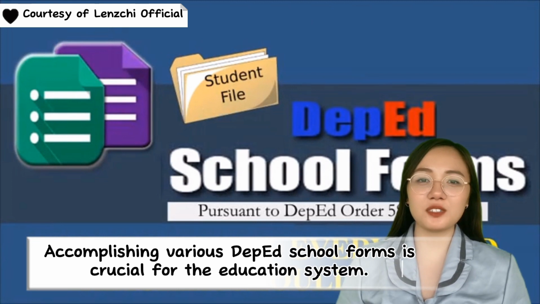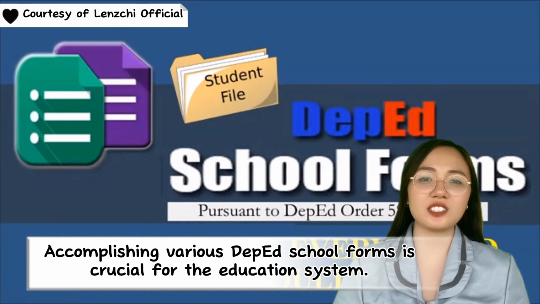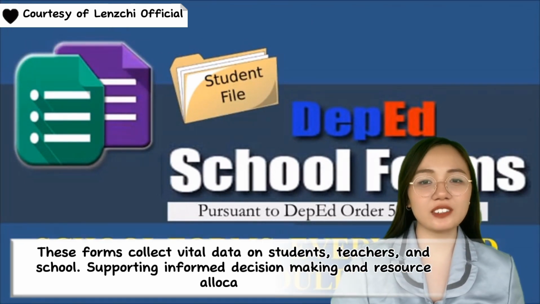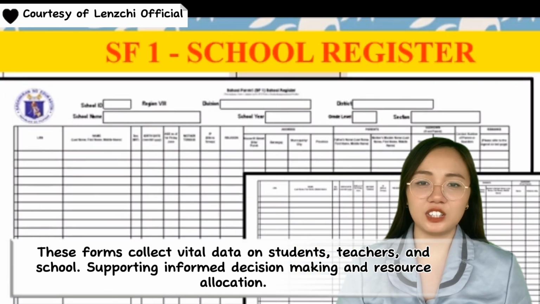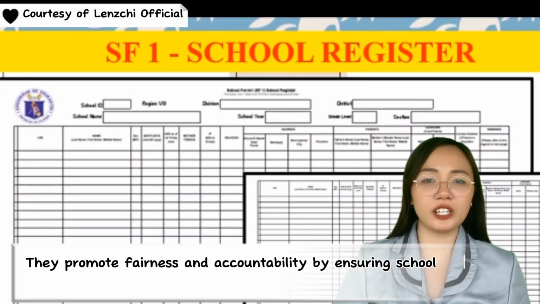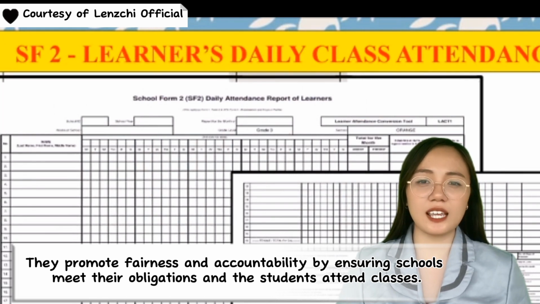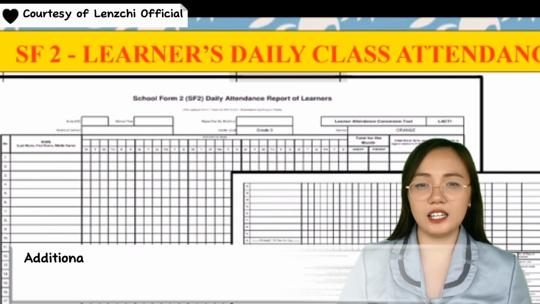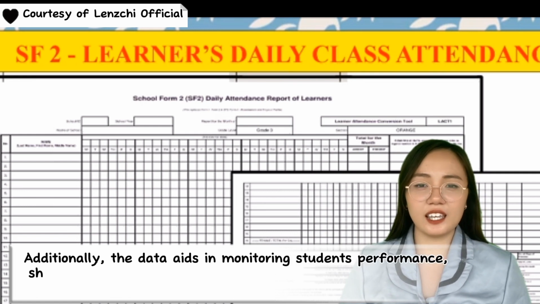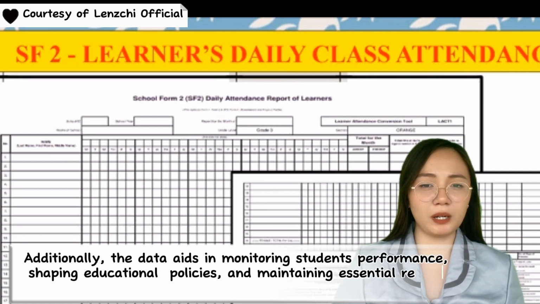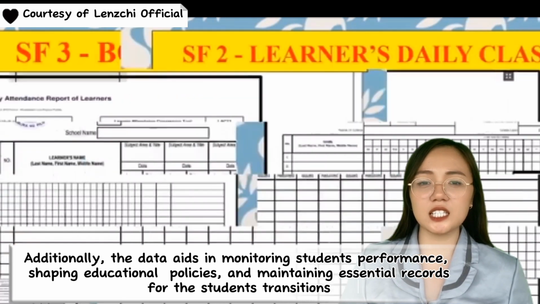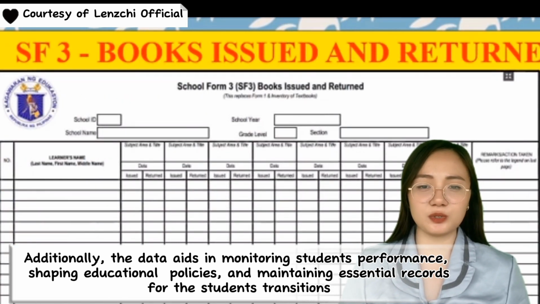Accomplishing various DepEd school forms is crucial for the education system. These forms collect vital data on students, teachers, and schools. They promote fairness and accountability by ensuring schools meet their obligations and students attend classes. Additionally, the data aids in monitoring student performance, shaping educational policies, and maintaining essential records for student transition.